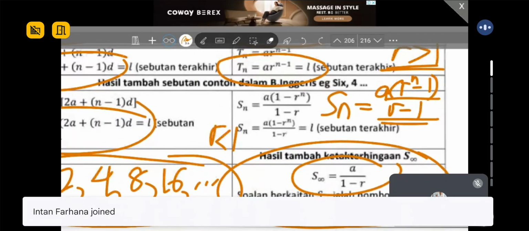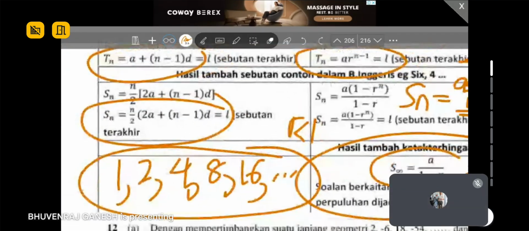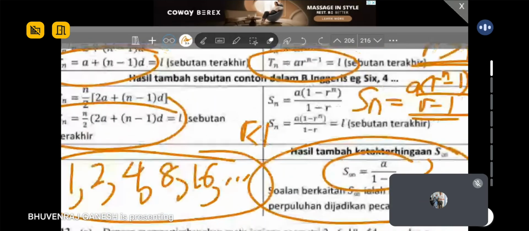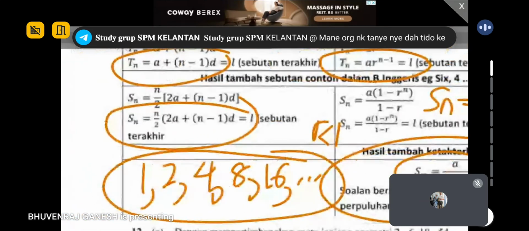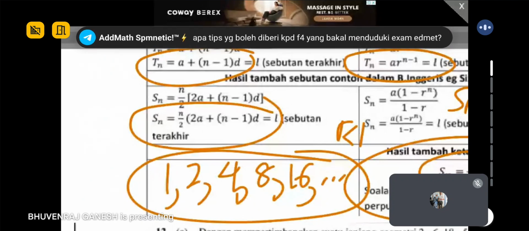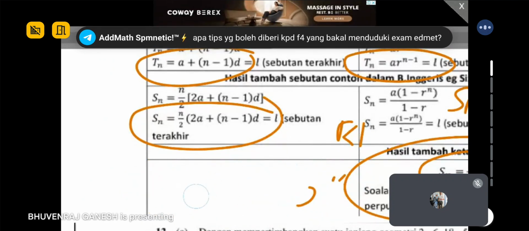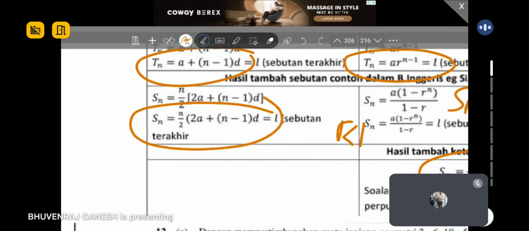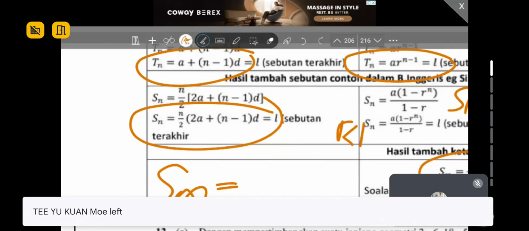Okay, so now I ask you a KBAT question. Geometric progression has S infinity. Am I right? Kenapa arithmetic progression tak ada hasil tambah ketakterhinggaan? Can anyone answer me this or not? This one is out of syllabus, but I just want to see your logic. Nak nampak IQ kamu saja. Why don't we have S infinity for arithmetic? Can anyone tell me? What's the reason?